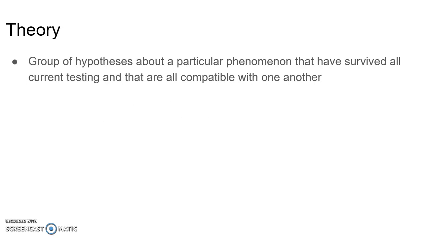And the final part of the section is theory, which is very important because after all the experimentation is done and you've come to the conclusion that either your hypothesis is wrong or right, if your hypothesis is right and it corresponds with several other hypotheses about a particular phenomenon, then that group of hypotheses forms a theory, which in exact terms is a group of hypotheses about a particular phenomenon that have survived all current testing and that are compatible with one another. And that is the end of the second section of the second chapter of Principles of Psychology. Thank you.